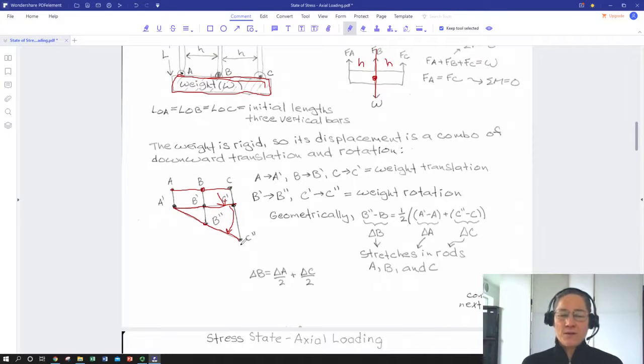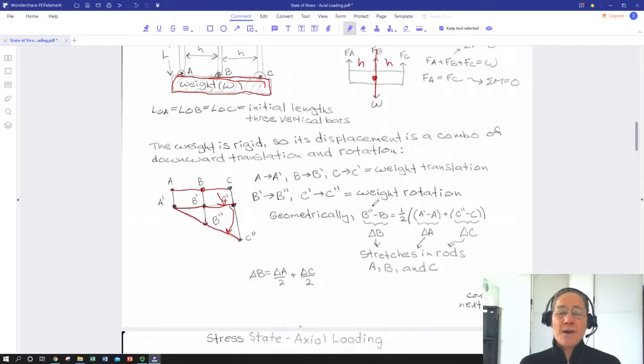So now we have a constraint that everything had to stay on the straight line. That's another relationship. The fact that ABC is on a straight line, A prime, B prime, C prime is on a straight line, and A prime, B double prime, C double prime is also on a straight line. The straight line, straight line, straight line geometric relationship links delta L of A, delta L of B, and delta L of C. So it's the geometry of translation, drop, and rotation, no twist, no bend of that bottom weight that allows us to relate elongations of each of the bars to one another just geometrically.